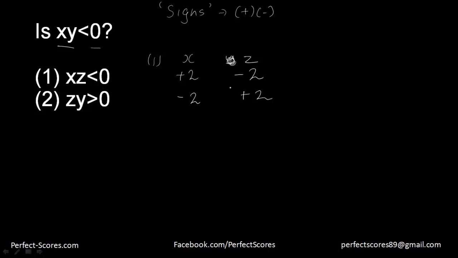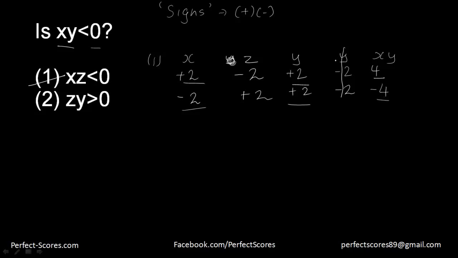Now this is exhausting all the possibilities: x positive, z negative, and x negative, z positive. Now you can clearly see here, y can be a positive number or y can be a negative number. These are the two possibilities for y. Now is x into y less than 0 here? Yes. But is x into y less than 0 here? No. So I don't even need to consider this column. Even only this column gives me different values for x and y, which means what?